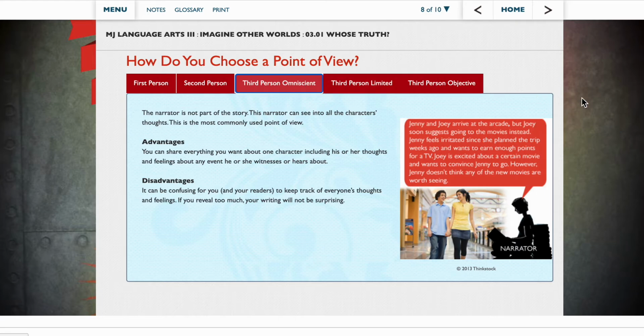Third person omniscient. The narrator is not part of the story, and they can see into all the characters' thoughts. This is the most commonly used point of view.